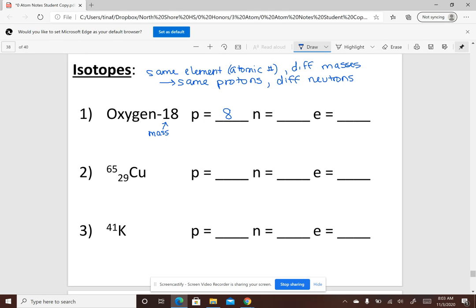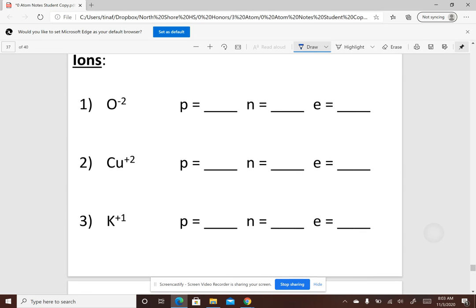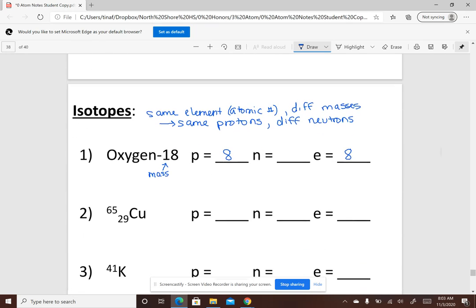Now, isotopes, even though the masses can be different, they're still atoms. They still are neutral. They don't have a positive or a negative charge. So if I have 8 positive protons in this atom, I need 8 negative electrons to cancel them out. The only time the electrons are going to be different from the protons is if you have an ion, if you have a little charge, which here we don't see.